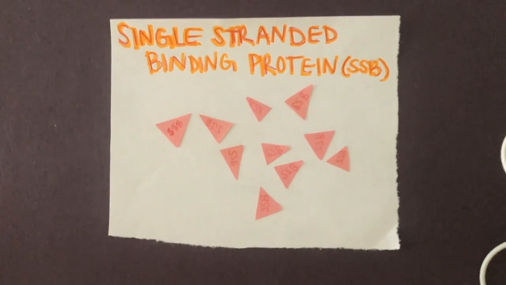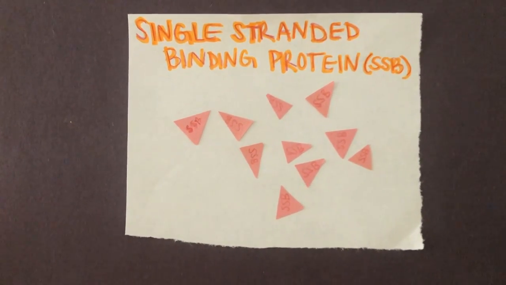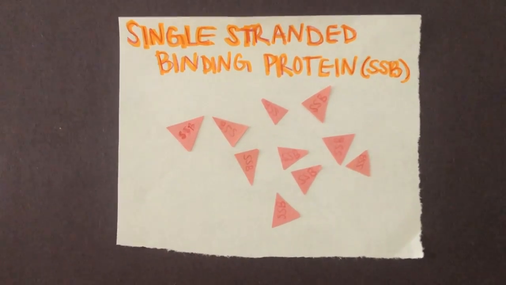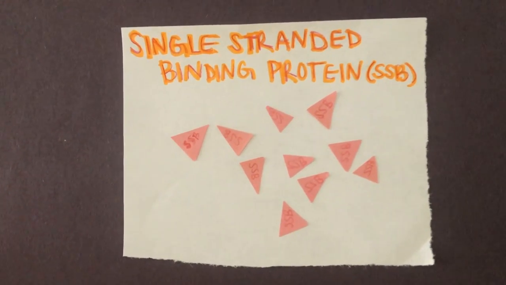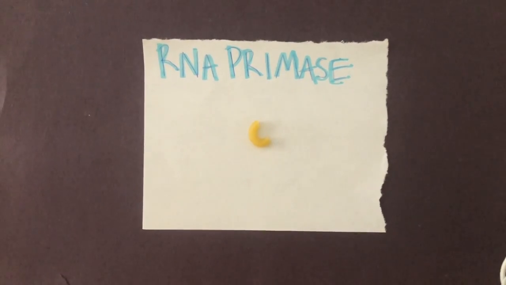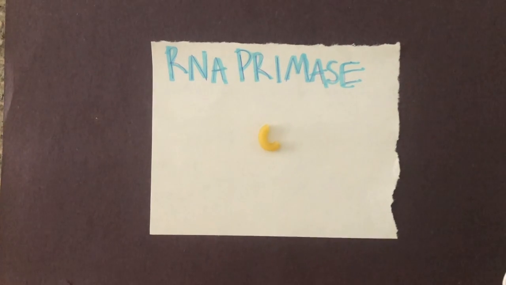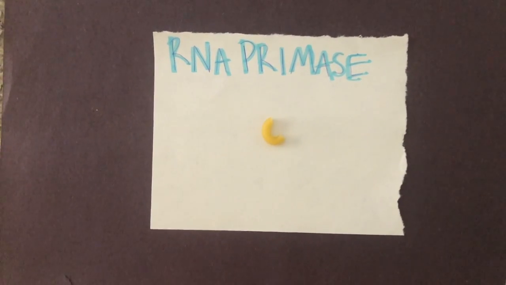We'll be using these triangle cutouts to represent single-stranded binding proteins. Single-stranded binding proteins, or SSBs, bind to the single-stranded DNA to keep them separated and in place in order for replication to occur. I will be using this elbow noodle to represent RNA primase. RNA primase lays down the RNA primer, which provides a starting point of replication.